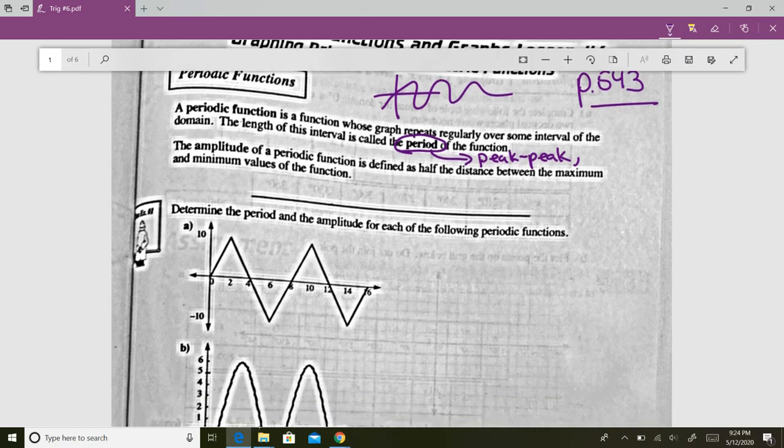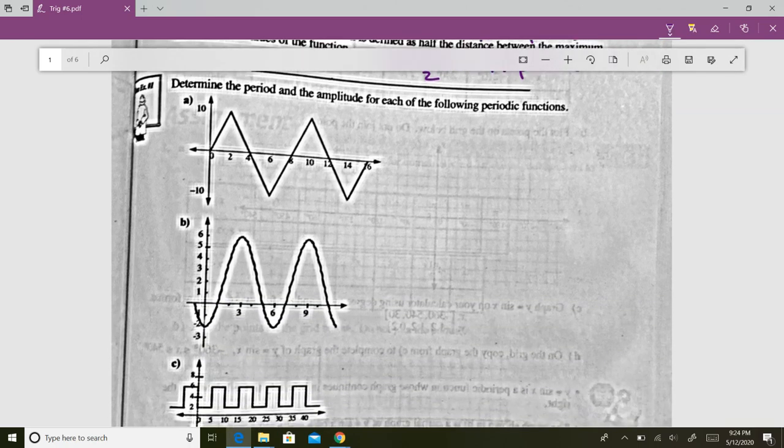The amplitude is half the distance between the maximum and the minimum values of the function, i.e. it's the max value of the function minus the min value of the function divided by 2, and that is amplitude. Okay, so look at these 3 graphs here. We're going to find period and amplitude.